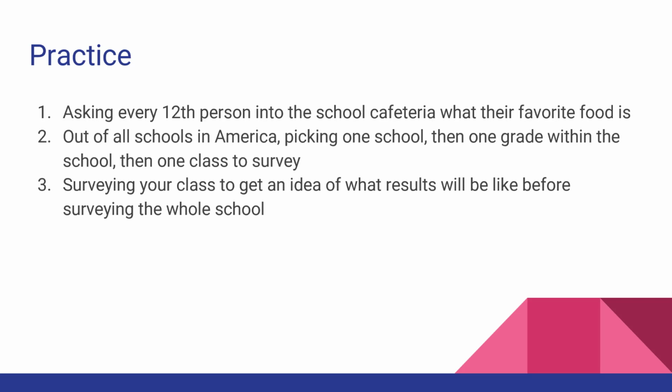So some practice. Asking every 12th person in the school cafeteria what their favorite food is. So you already see every nth person, so that would make this one systematic. And you can see a problem with this one, and it's that this one did not mention a random seed, so this one may have bias.